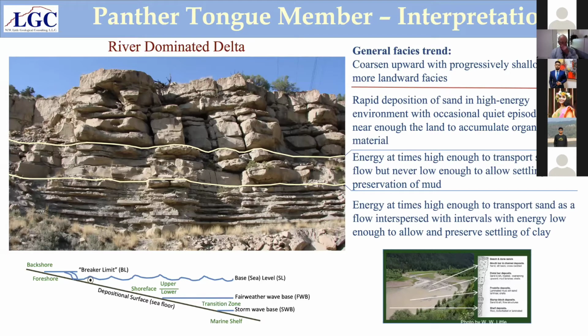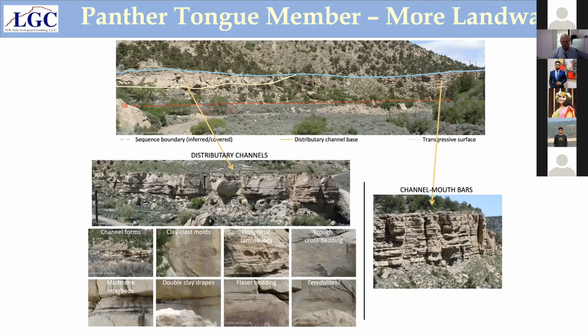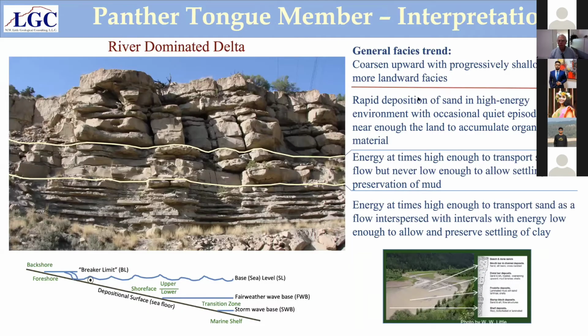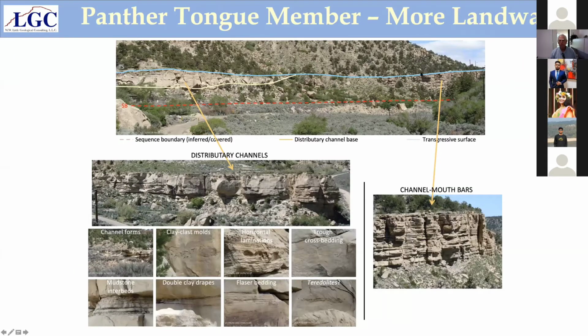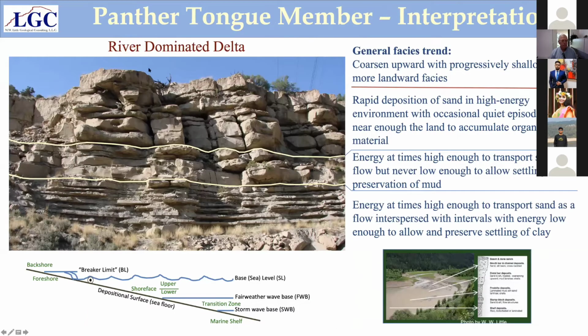a river-dominated delta. Now, I'm not going to talk about this area right here in as much detail. The previous picture was taken about 5 kilometers away from this photo, and this is the same unit. This is also the Panther Tongue Member. So if you look at the right, that's very similar to what I just showed to you in the last photo. But then continue moving leftward, and notice that those channel mouth bars have been incised, and they've been filled with another sandstone. And we've interpreted this sandstone as a distributary channel.